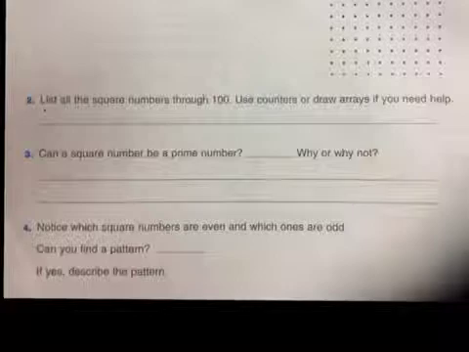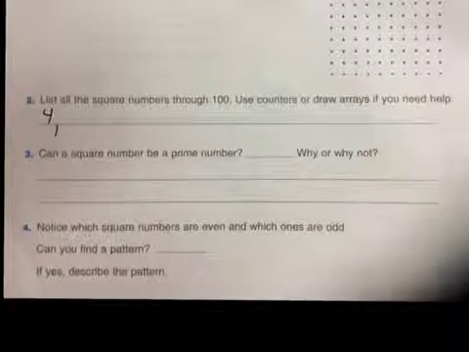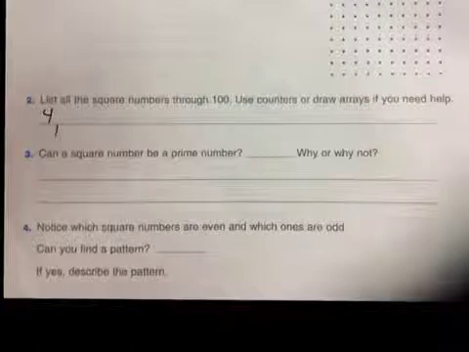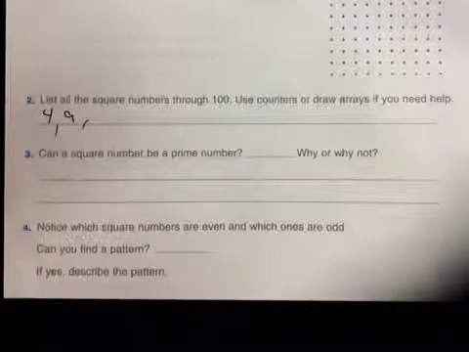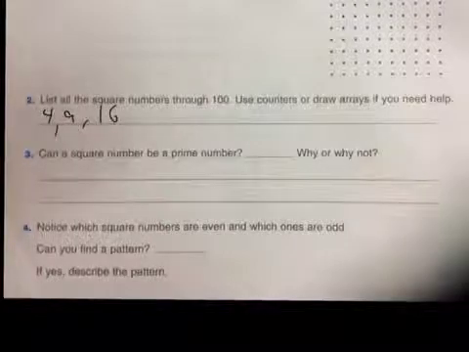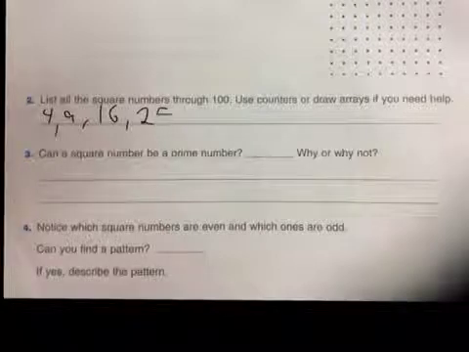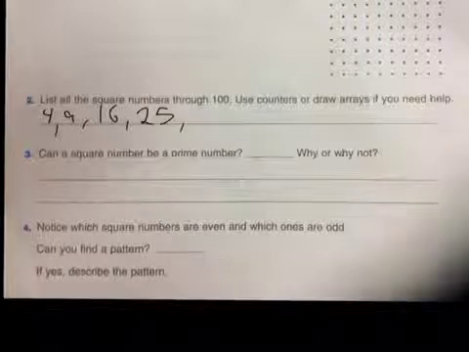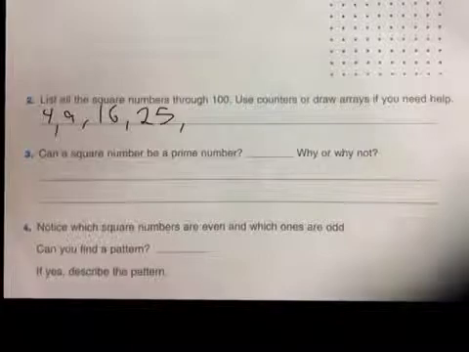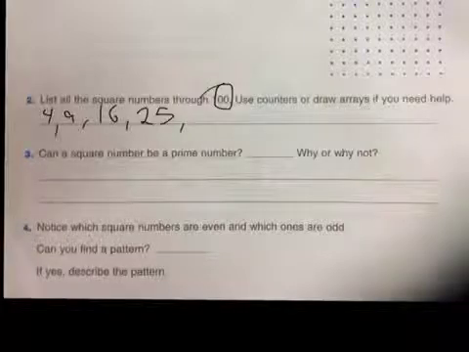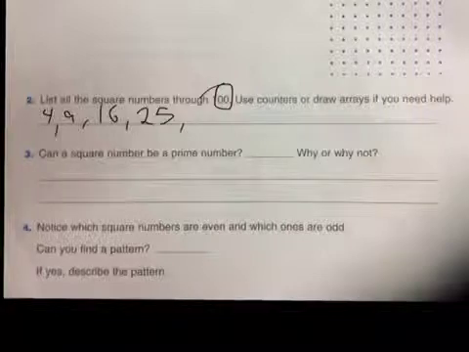2 times 2 is 4. And then what would be the next one? 3 times 3 is 9. And then the next one would be 4 times 4 is 16. And then the next one would be 5 times 5 is 25. And then continue on with 6 times 6, 7 times 7, 8 times 8, 9 times 9, until you get all the way up to, or closest to, 100.